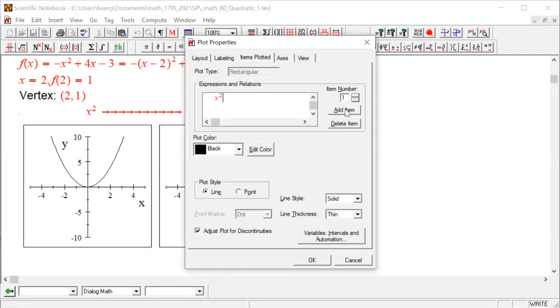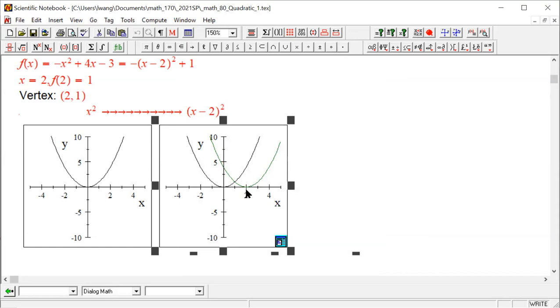And now we're going to get another curve, x minus 2 squared, shifted by 2 units. So this will be the green. So now the vertex, you see, is shifted to 2, 0. And next, we're going to shift to negative x minus 2 squared. And this is a shift that's flipping over, okay?